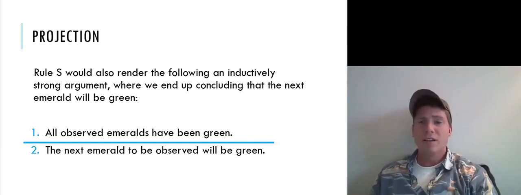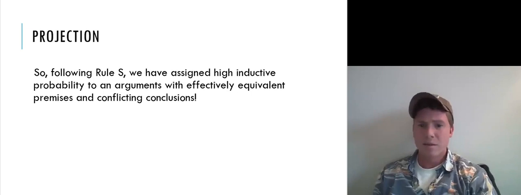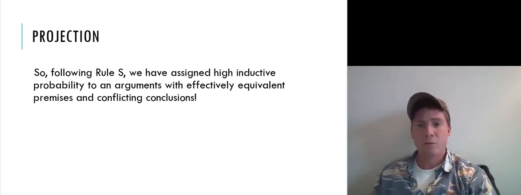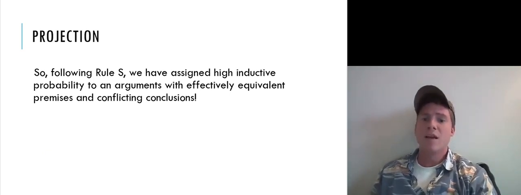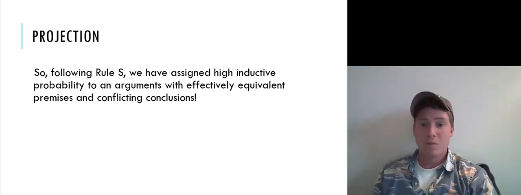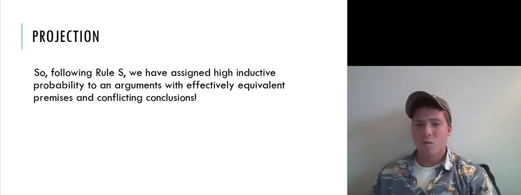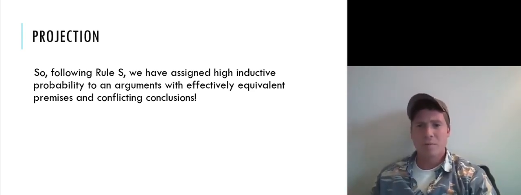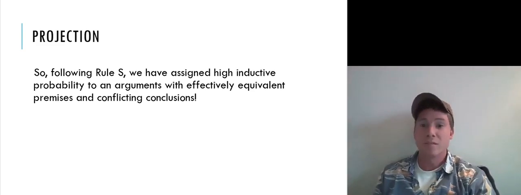So now we have rule S telling us that we have two inductively strong arguments that have effectively equivalent premises, right? Premises claiming prior to 2100 AD that all of the emeralds we've observed have been either green or GRU, depending on the argument we're looking at. But the arguments have conflicting, inconsistent conclusions. One claims that the next emerald to be observed will be green, the other that the next emerald to be observed will be blue. So rule S has caused us to see arguments with equivalent premises and conflicting conclusions as both being of high inductive probability. And that's a major problem. We don't want our scientific inductive logic to do that.